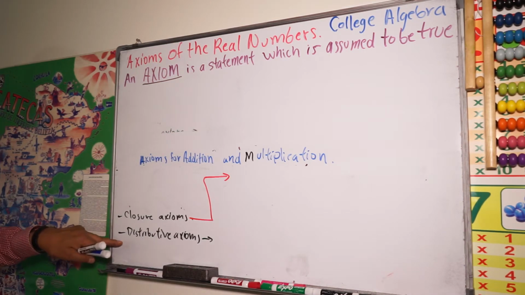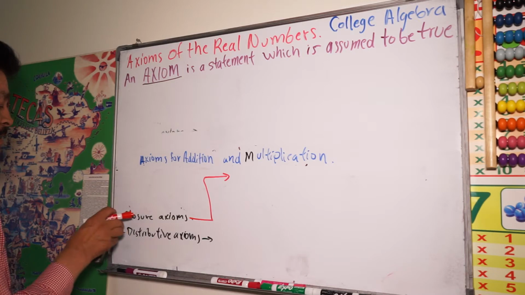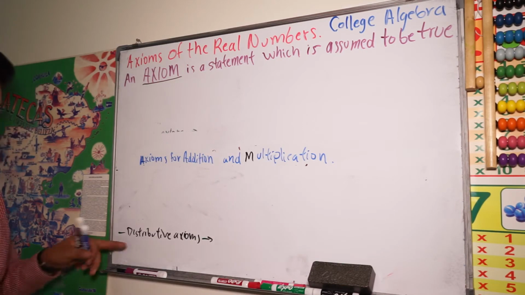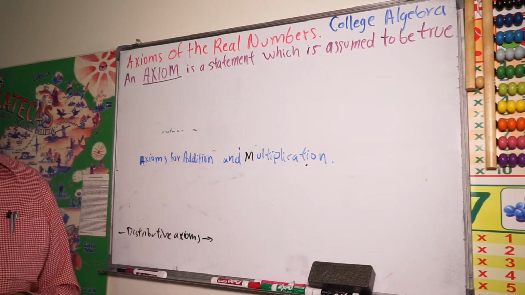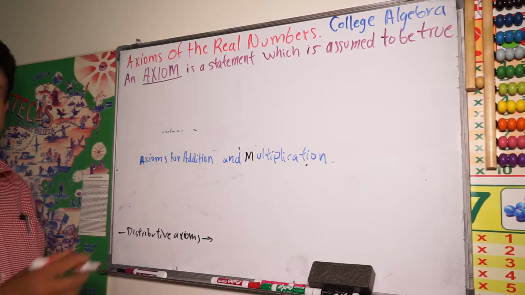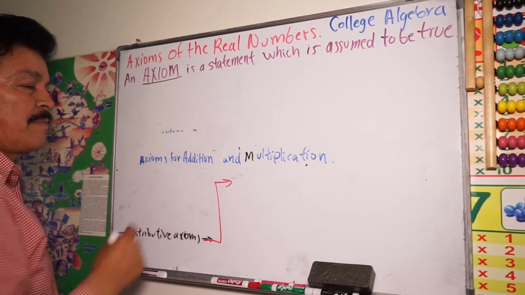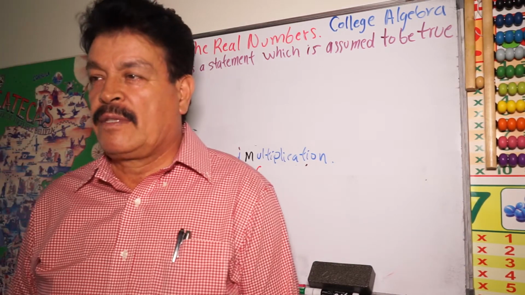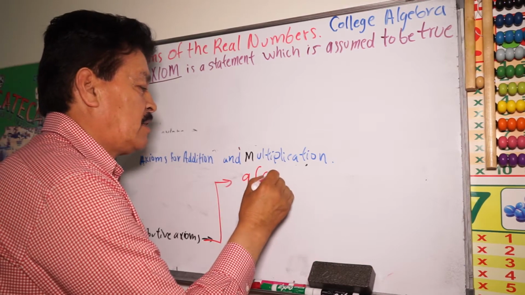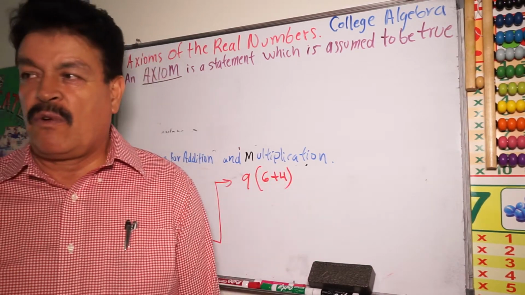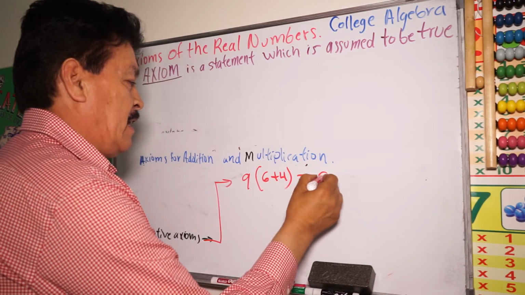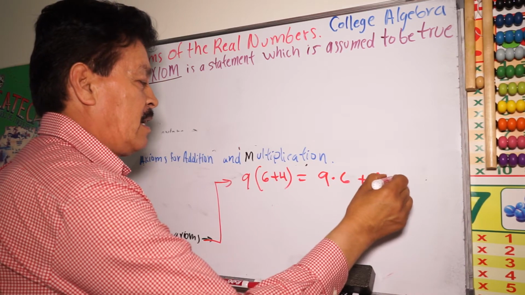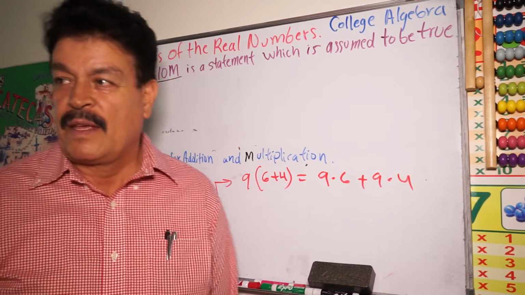Actually, the next one, I'm going to solve some problems next, but let me do the last one. The last one, distributive property, is for example, you write here 9 times (6 plus 4), right? That is equal to 9 times 6 plus 9 times 4. All right?